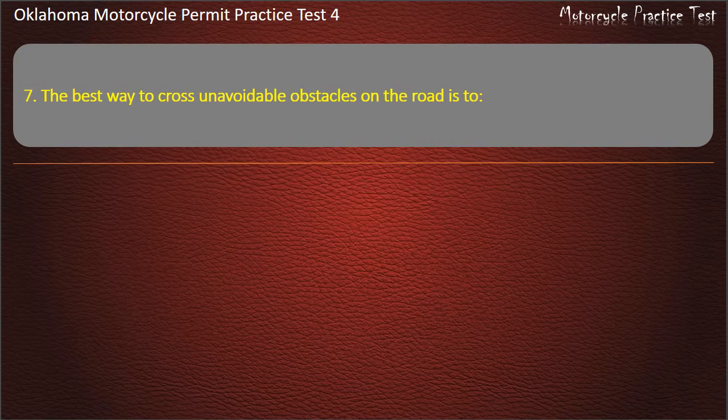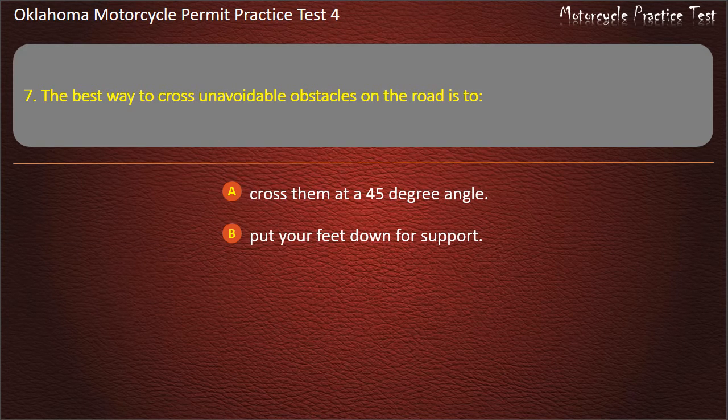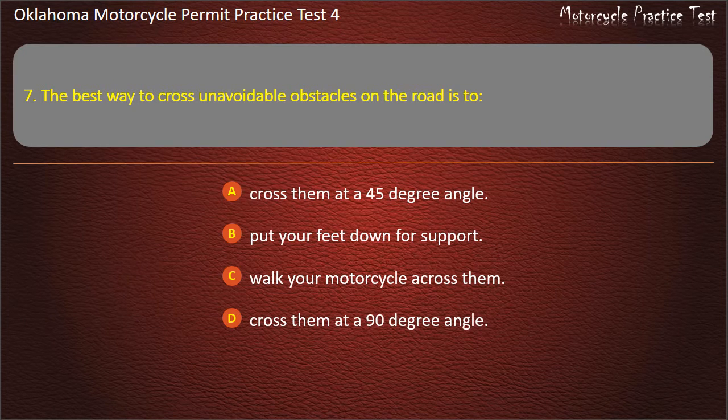Question 7. The best way to cross unavoidable obstacles on the road is to cross them at a 45-degree angle. Put your feet down for support. Walk your motorcycle across them. Cross them at a 90-degree angle. Answer. Cross them at a 90-degree angle.